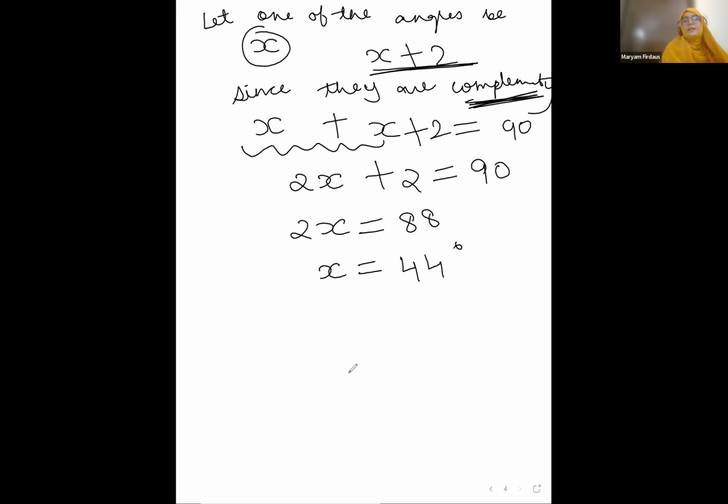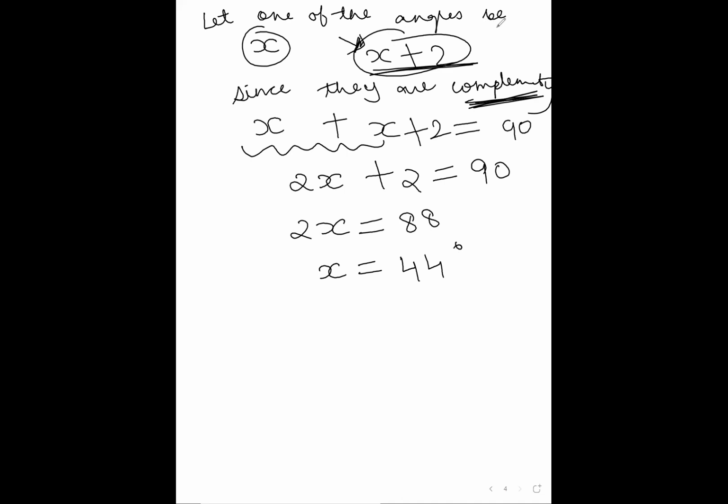Then what is the other angle going to be? 90 minus 44. That is also right, but an easier way of doing that would just be, it is a consecutive even number, right? Then the other angle will be 46.